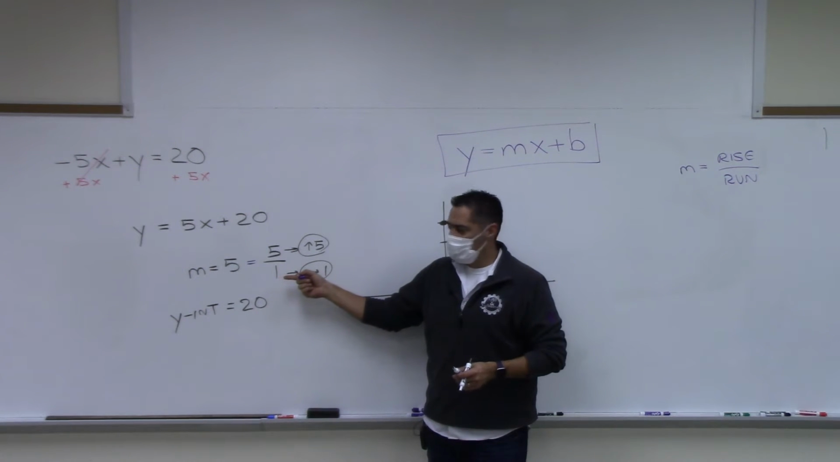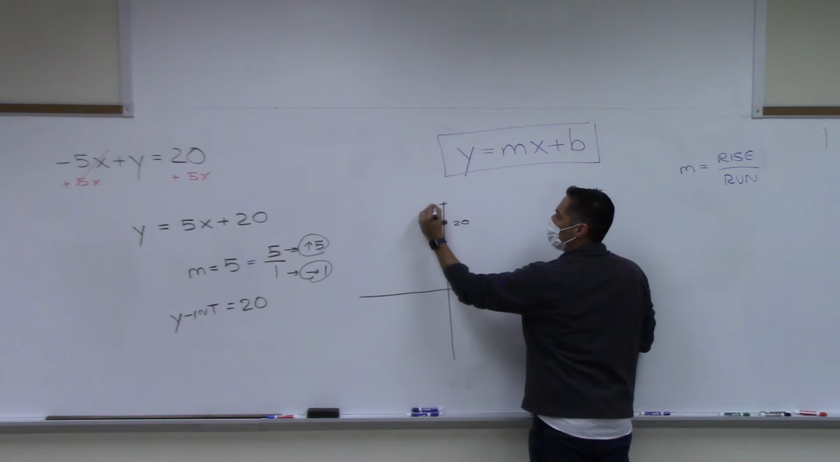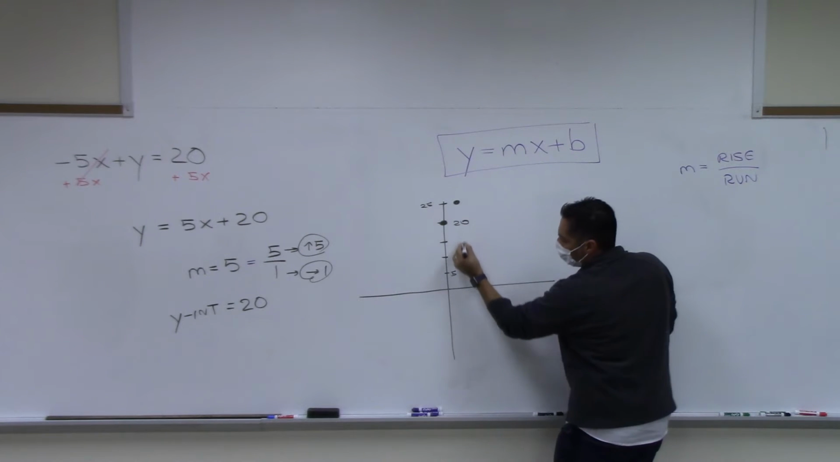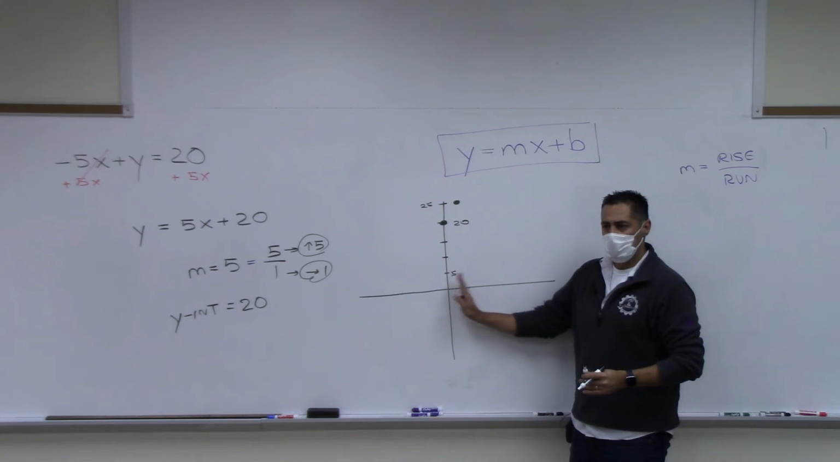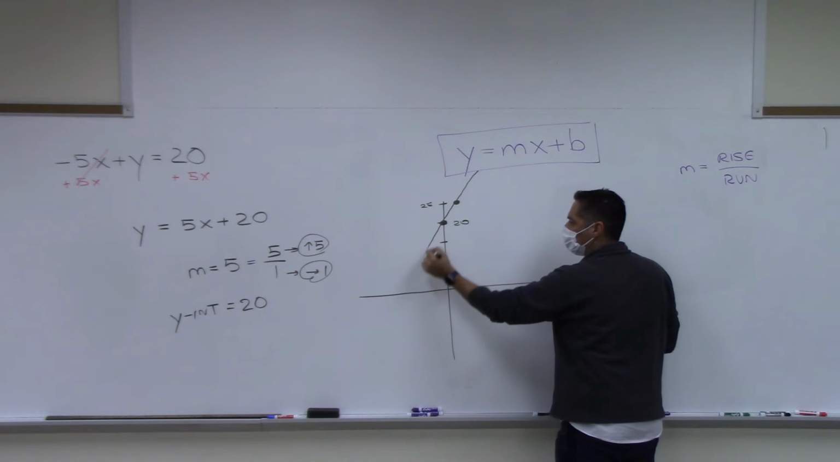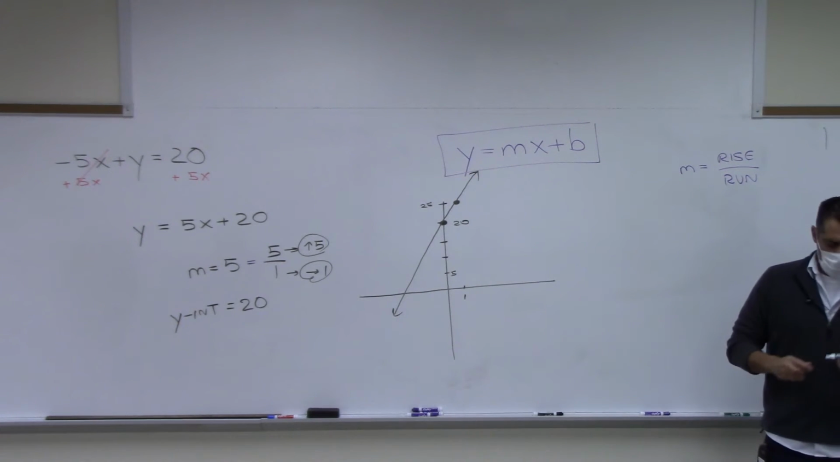All right? So from this point, I need to go up 5. That would take me to 25 up here, right? Up 5 and to the right 1. And I'm just going to come down here and put 1 here so you can tell that it came to the right 1. And up to 25. And now I draw a line here like this. And I'm done.